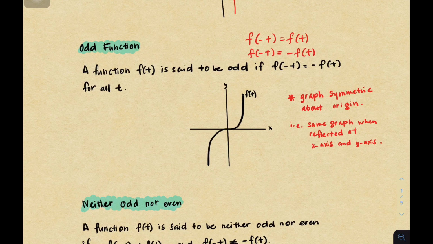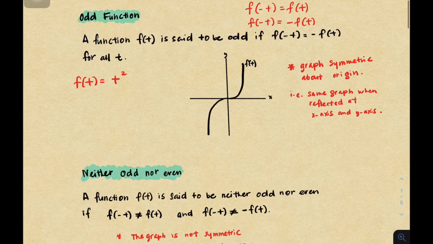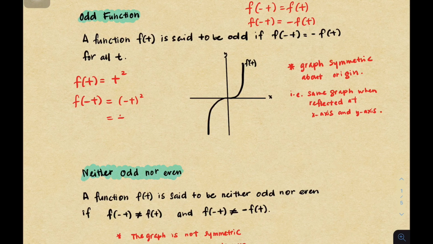Let's say you have f(t) equal to t squared. Now you want to check whether your function f(t) equal to t squared is an even or odd function. What you need to do is substitute all t with negative t. So let's find our f(-t). When we substitute our t with negative t, what you will get here is negative t to the power of 2, which gives you t to the power of 2.